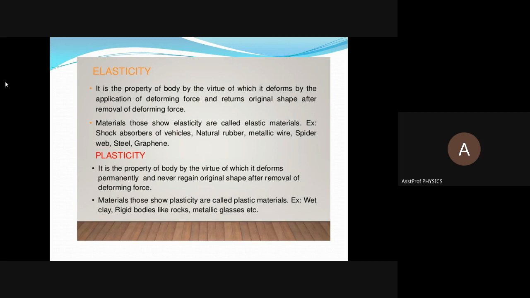And rubber, metallic wires definitely have an elastic nature. Spider web, steel, graphene are some examples they have given for you. And plasticity, I already told you, is when a body never regains its original shape after removal of the deforming force. So materials that show plasticity are called plastic materials.